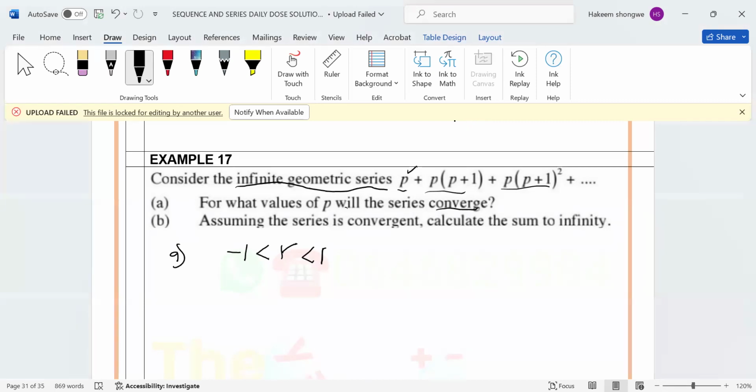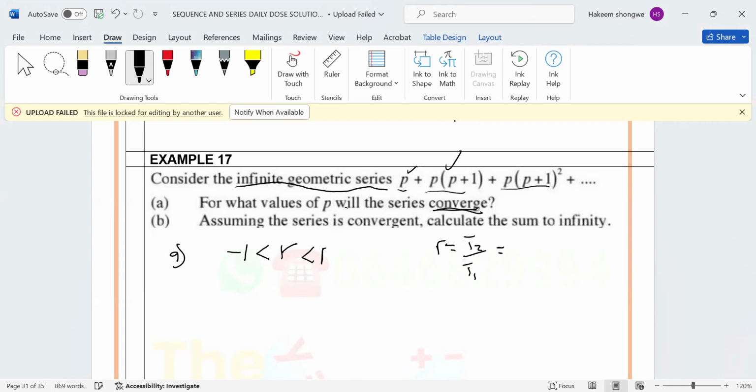Here, they're asking which values of P are going to make this possible. Now, what did I say? The person who can tell you whether the series is convergent or divergent is R. So once you see the word convergent, this is a trick. Calculate R. So here we're going to calculate your R. How do you get your R? We get our R by saying term number 2 divided by term number 1.